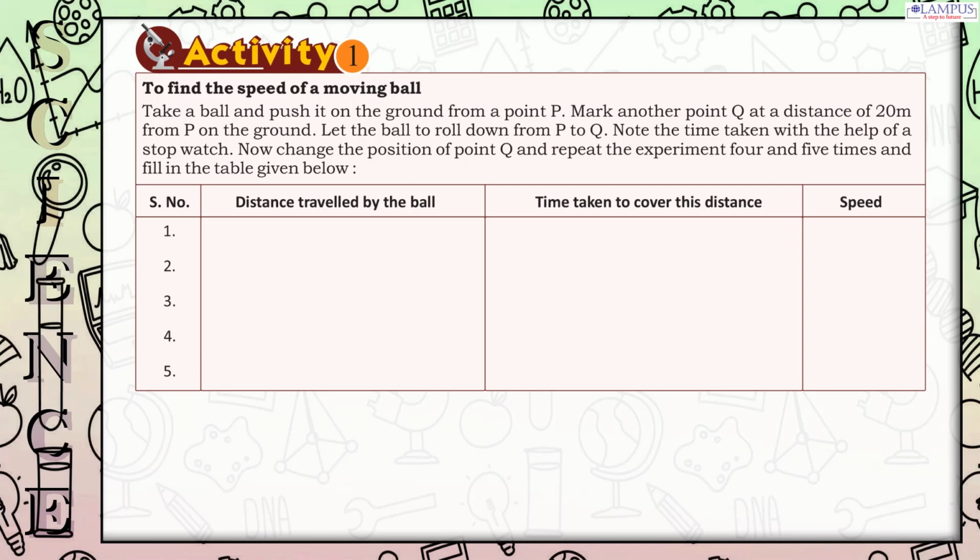Serial number. Distance traveled by the ball. Time taken to cover this distance. Speed. 1, 2, 3, 4, 5.